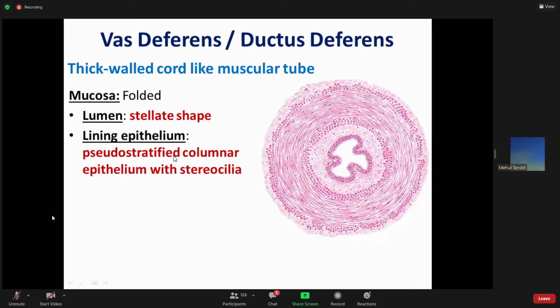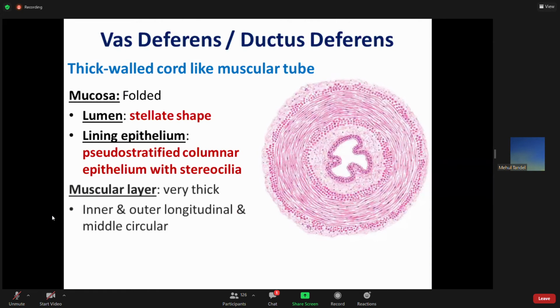The lining epithelium is pseudostratified columnar with stereocilia, the same as in the epididymis. Outside the epithelium there is a very thick muscle layer with three layers: inner longitudinal, middle circular, and outer longitudinal. The adventitia is loose irregular connective tissue containing blood vessels. So this is the structure of the vas deferens, or ductus deferens.